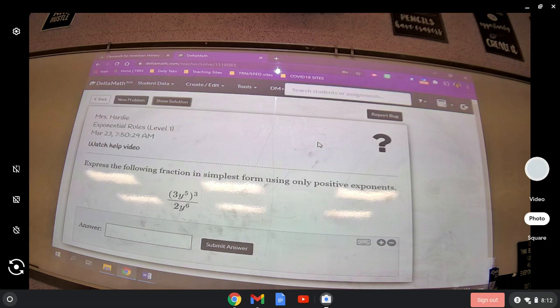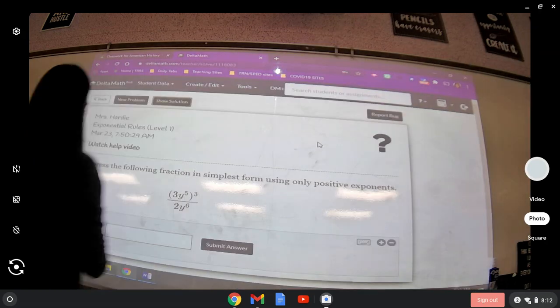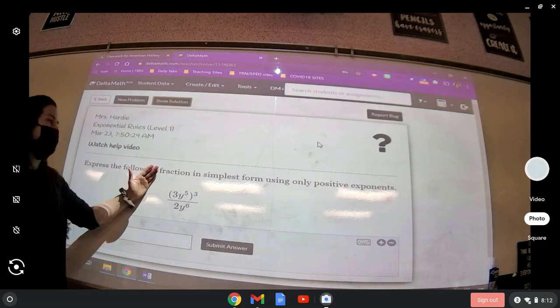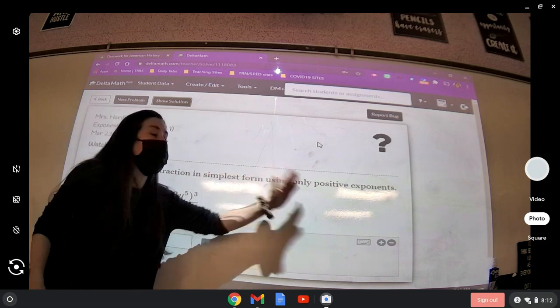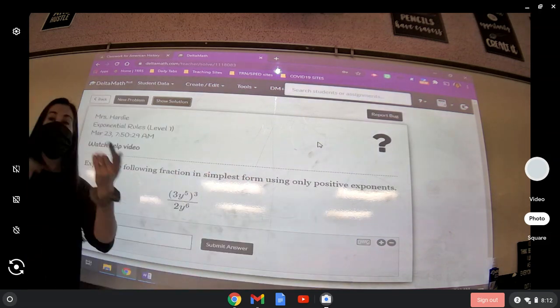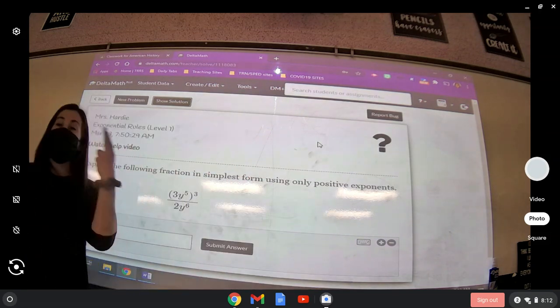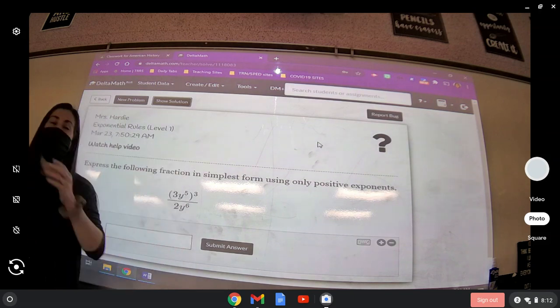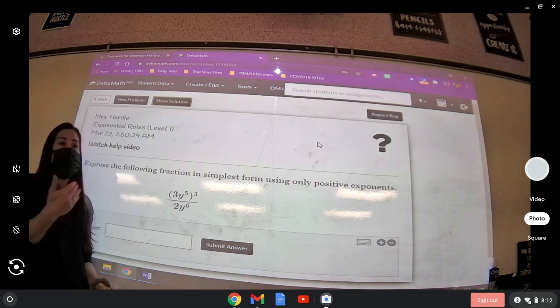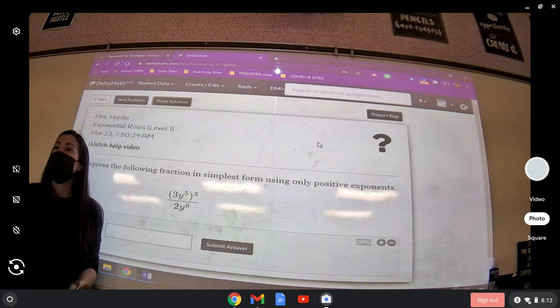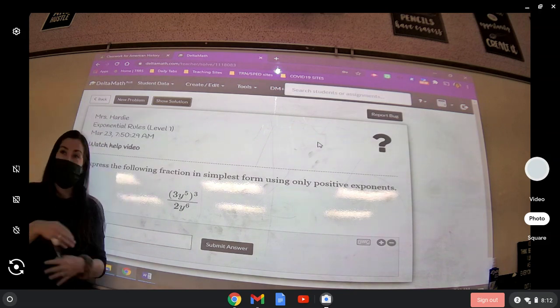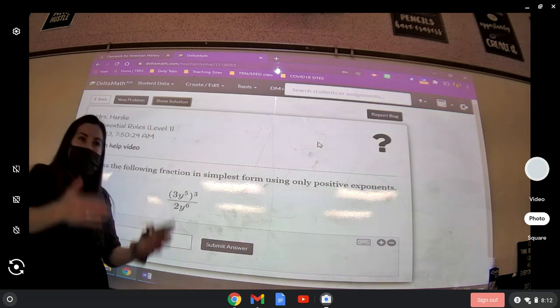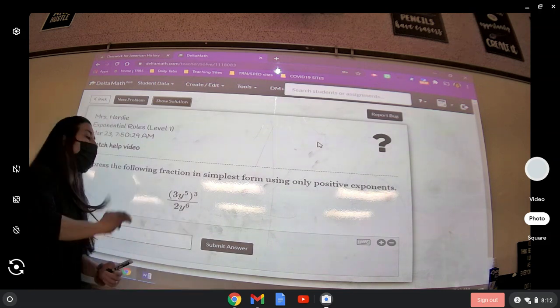All right, guys, look at this problem. This is going to be something similar to your homework question. It says, express the following fraction in simplest form using only positive exponents. So we have to remove all parentheses, simplify the entire fraction, and not have any negative exponents in our final answer. All right, well, guys, ultimately, you still have to abide by the rules of PEMDAS. You have to follow PEMDAS. We follow him in calculus. We have to abide by those rules.